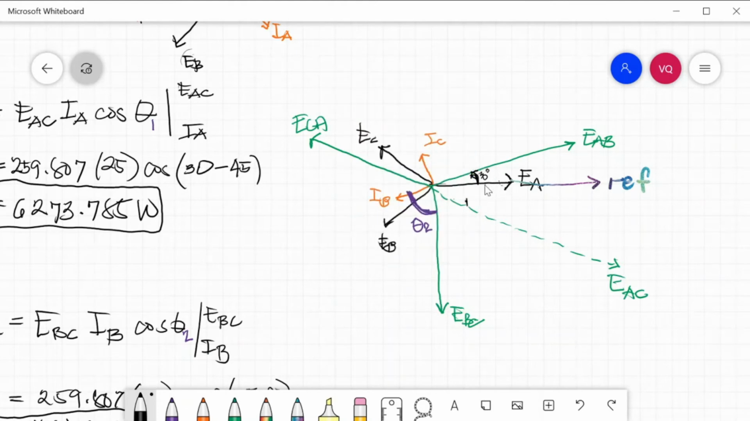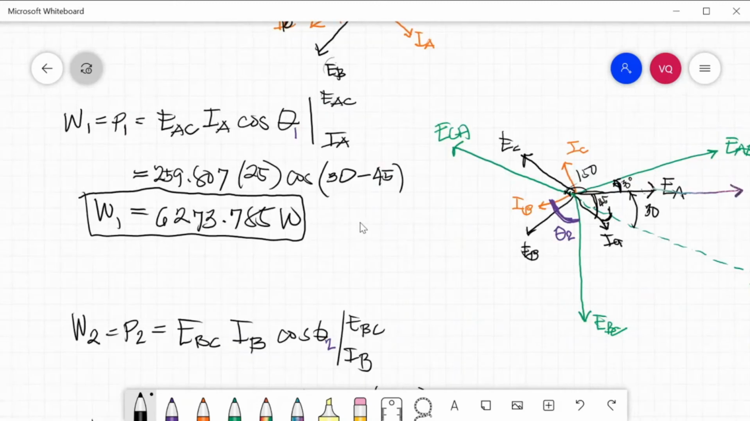So let's say ito ay 30 degrees. Kasi ito from reference to ECA is 150 and ECA to EAC is 180. So 180 minus 150 is 30 degrees. Nandito yung IA natin. This is 45 degrees. So the angle between IA and EAC, ito yung kailangan natin, theta 1. So 30 minus 45, that is 15 degrees.